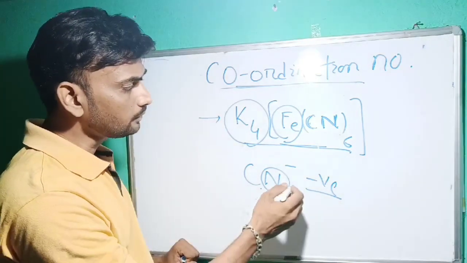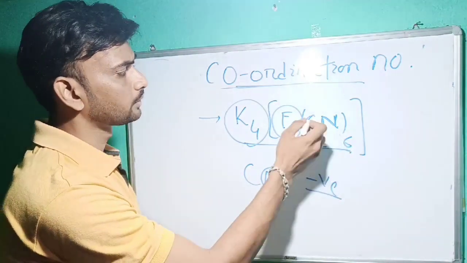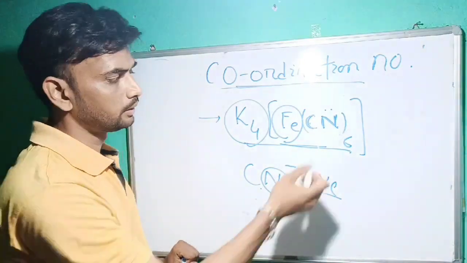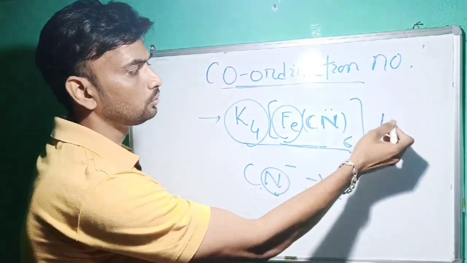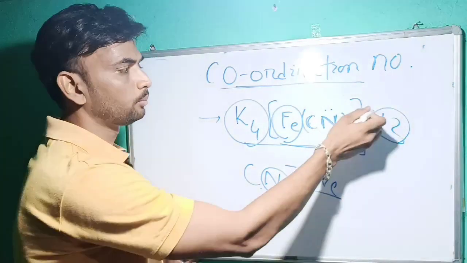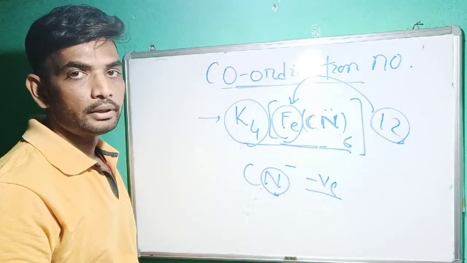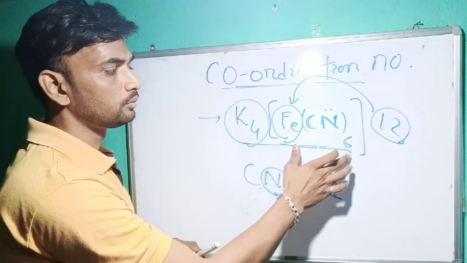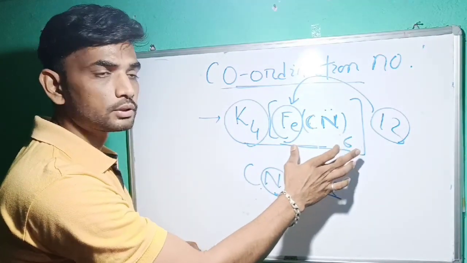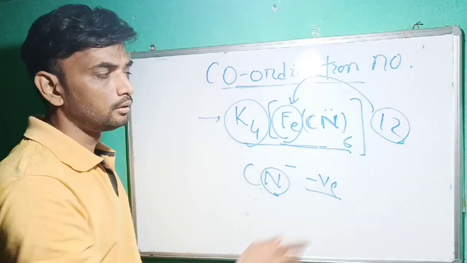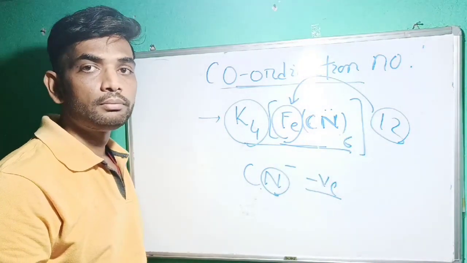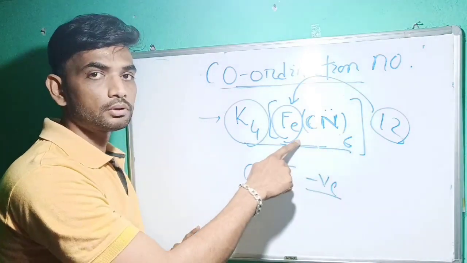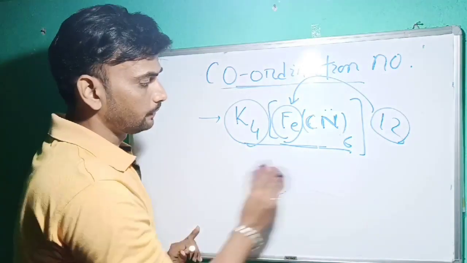Clear? Then coming next, the nitrogen atom of the cyanide, 6 into 2, that is 12 electrons, is provided to the central metal atom. That is, there should be formation of 6 coordinate bonds with donation of 12 electrons. That means it is clear that 12 electrons form 6 coordinate bonds with the central metal atom.